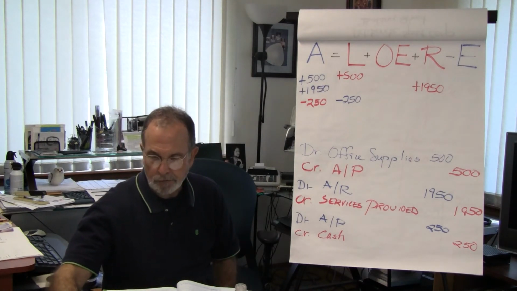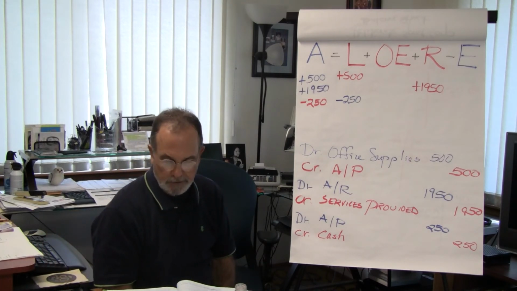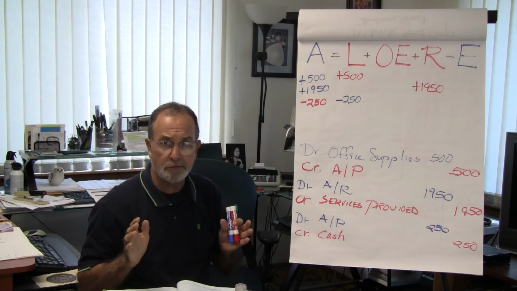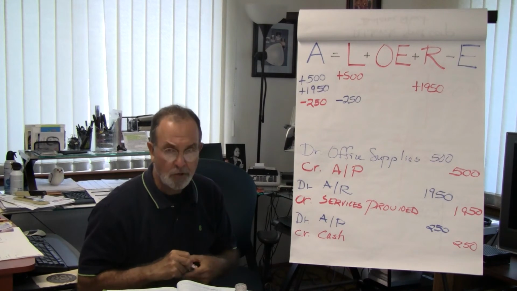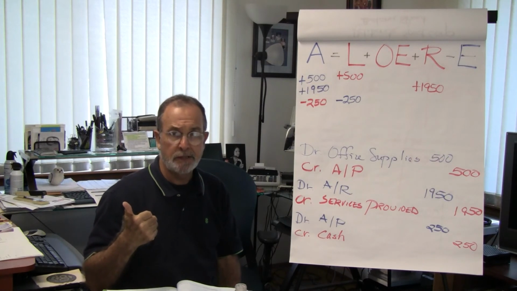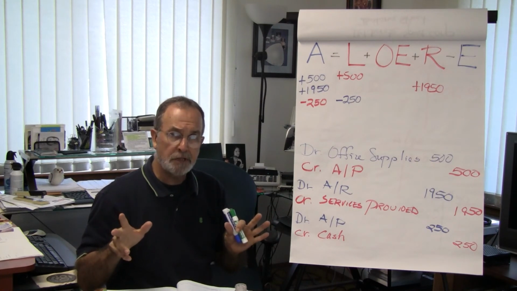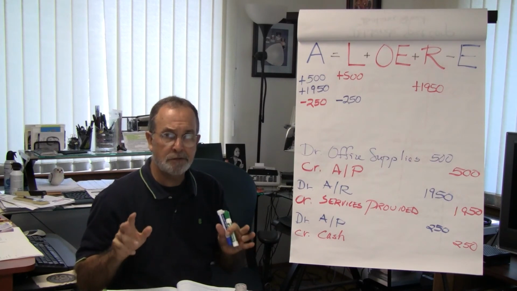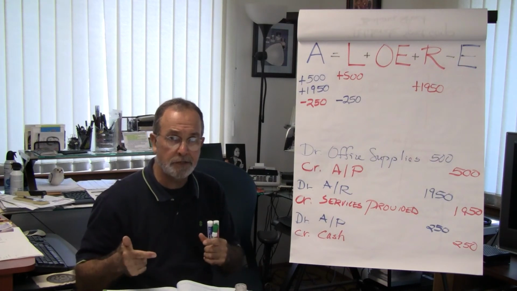Now, I'm going to stop at this point. I think this gives you an idea of what you need to do to complete the problem. Remember, for each transaction, you need to analyze the transaction, figure out what kind of transaction it is. You need to classify the transaction, figure out which two accounts are affected by that transaction. For each of the two accounts affected, did each account go up or go down? Did it increase or did it decrease?